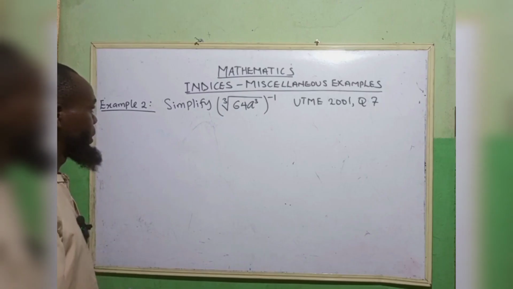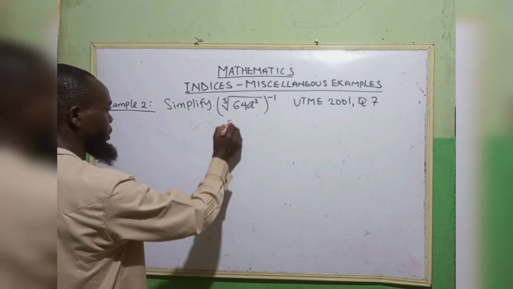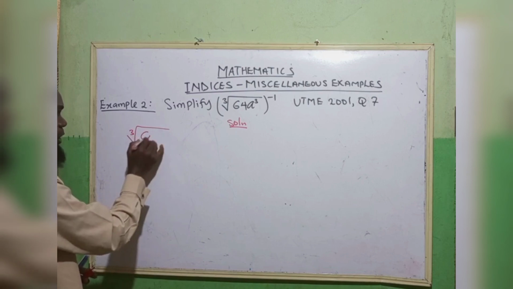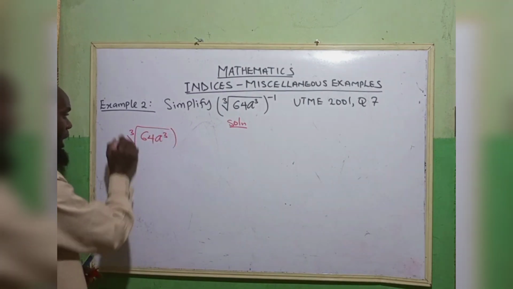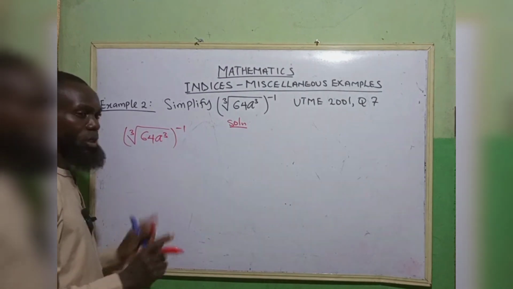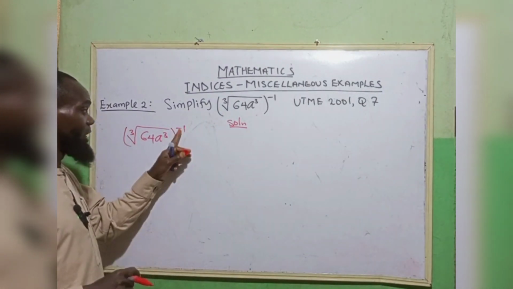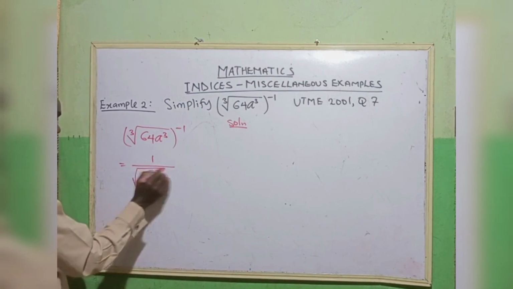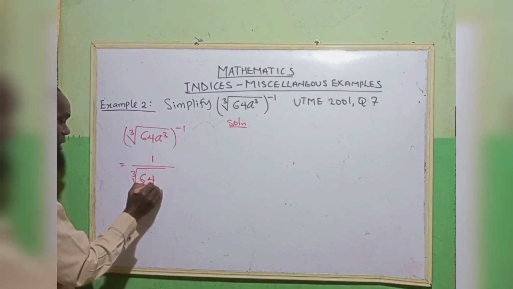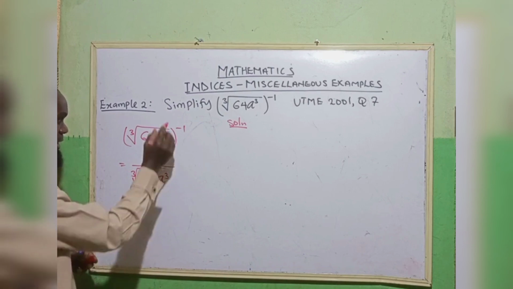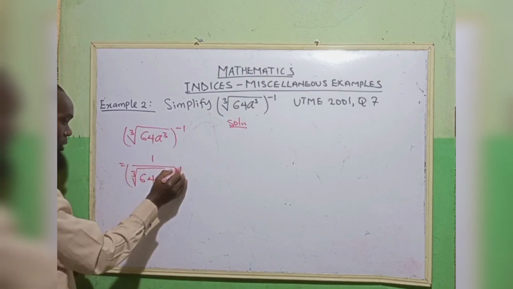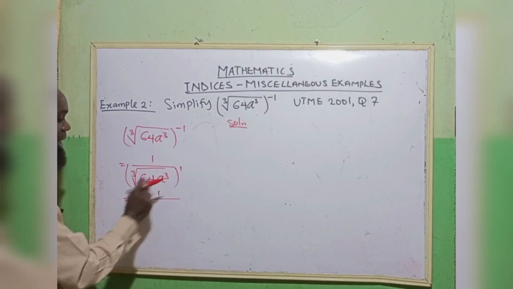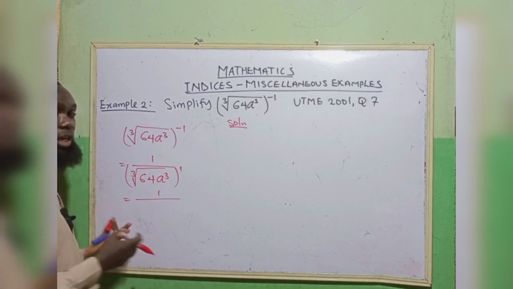Example 2, simplify cube roots of 64a raised to power 3, all in brackets, power minus 1. Don't forget the first stage is to change this minus to 1 over. So we have 1 over cube root of 64a raised to power 3, then brackets 1. So which means 1 divided by, don't forget this one means everything here in one place. It gives us 64a raised to power 3.